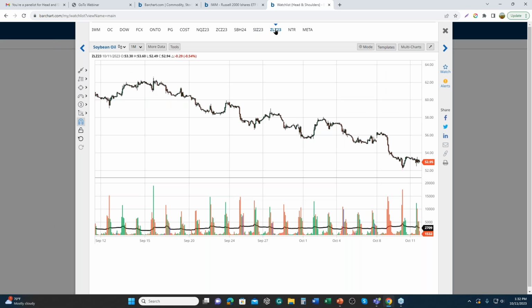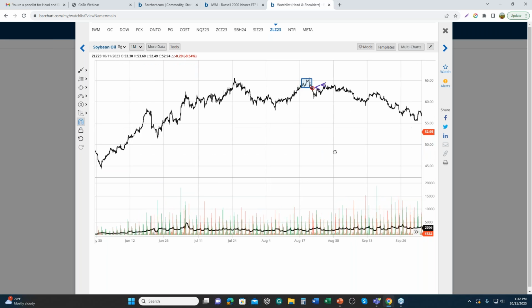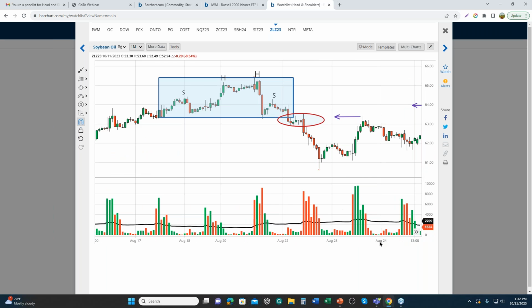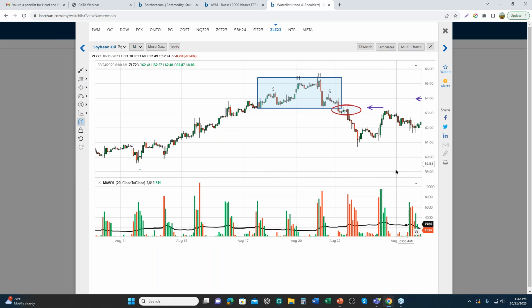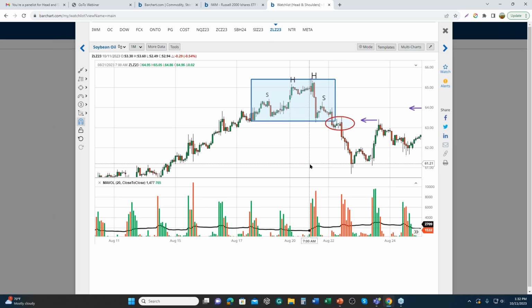Here's soybean oil. Now, this is another variation to head and shoulders, and this one is our two-headed head and shoulders. Now, these are more rare. And you could maybe make an argument that this is not really a true head and shoulders, more like a double top. But notice the symmetry of the two shoulders around the two heads.